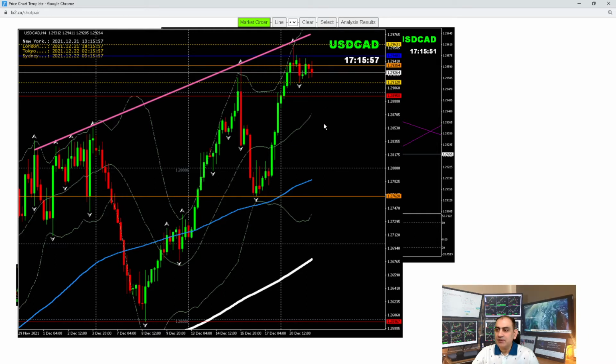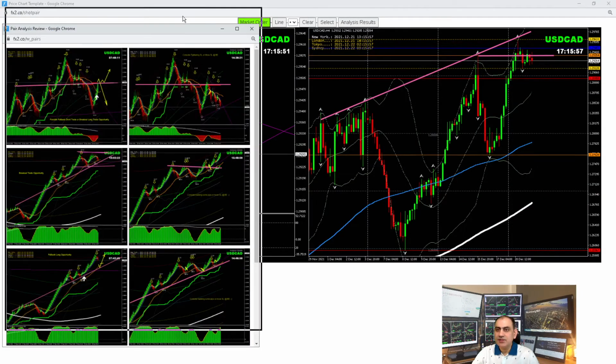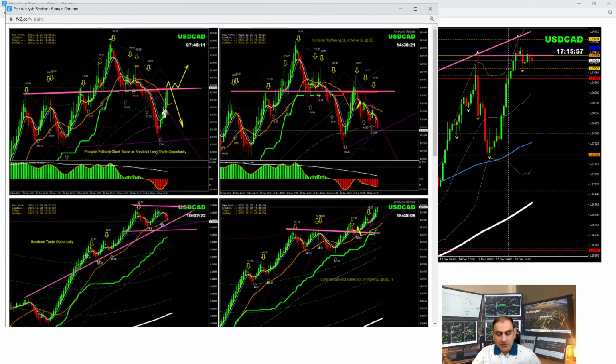So let's see if we can get a short trade here. And we had this small pullback short trade here at the London morning session. As you can see here, we explained to my trader, look for a pullback, because the price has broken this previous low and we're expecting a pullback.